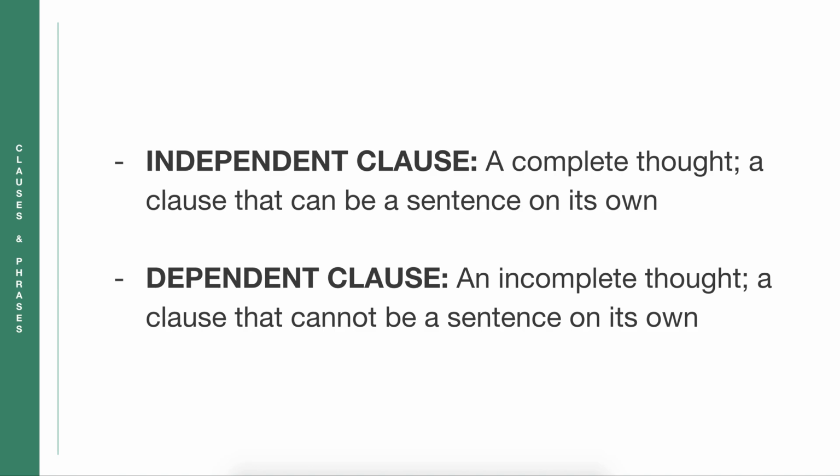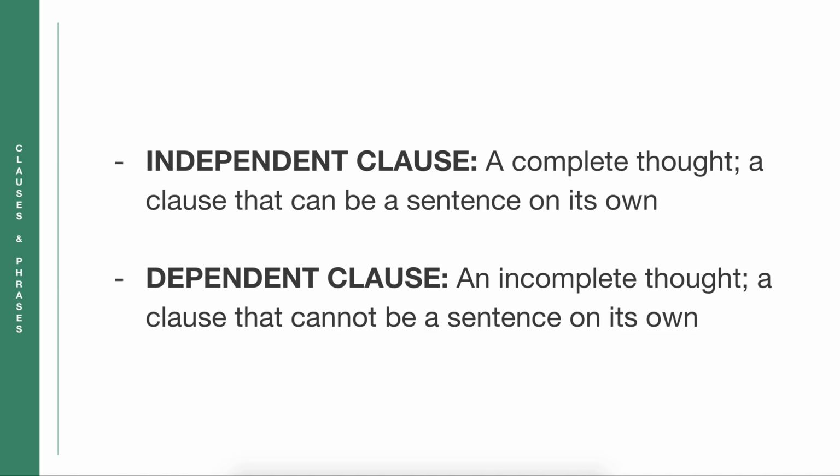Now, in English, we have two main clauses that you need to know about. First off, there are independent clauses, and then there are dependent clauses. Independent clauses are clauses that form a complete thought and can stand on their own. So just as the name implies, they can work independently. Therefore, they are independent clauses. So all you need to know for an independent clause is that it is essentially a complete sentence by itself.